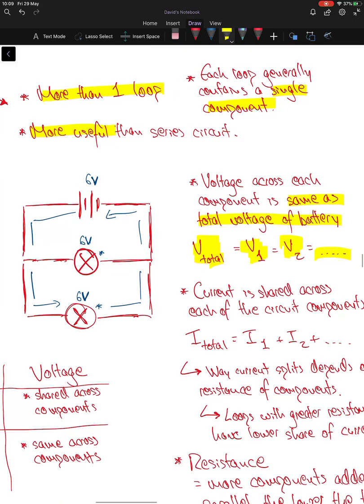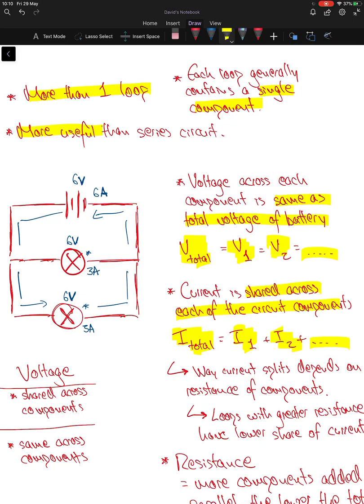Now, current is slightly different. Current is shared across each of the components. So if we had a total, let's make this up for a moment, if we had a total of 6 amps as our current, we could share it 3 amps and 3 amps across each component, each bulb here. It could be 4 and 2 or 5 and 1. So we know that they're shared across each of the circuit components. So our total for current would be I total equals I1 plus I2, and so on and so on.